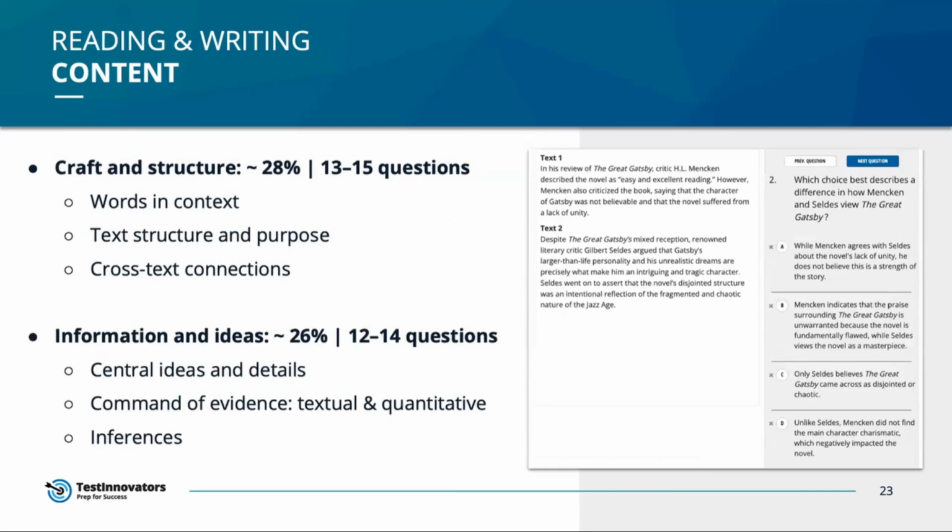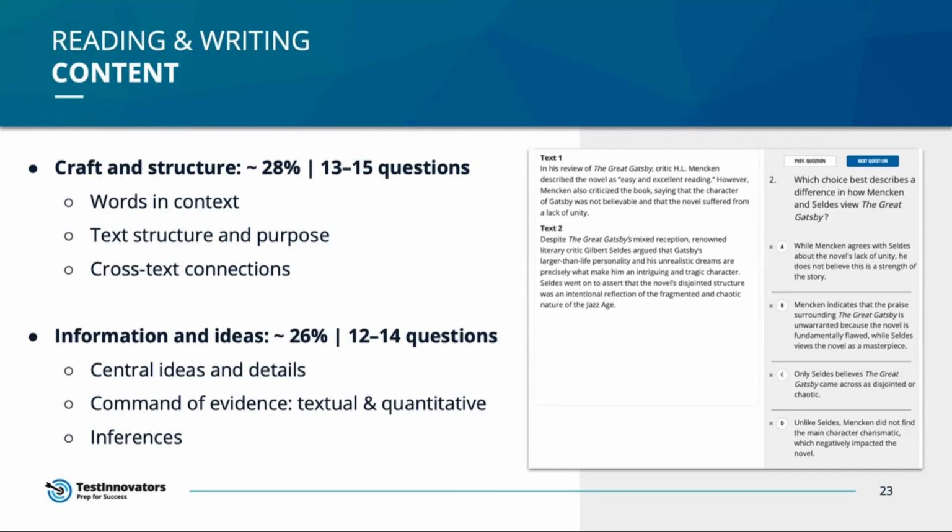So there are 4 broad content domains, which have different types of questions in them. We just saw an example of a words and context question. This is under the craft and structure content domain. That's about 28% of the test. You'll see about 13 to 15 questions overall in this content domain. That includes things like, as we just saw, a words and context question, questions about text structure and purpose, and cross-text connections.